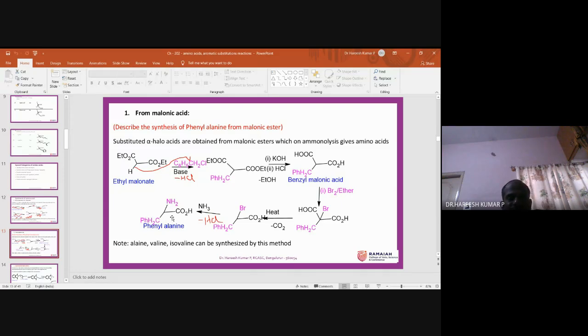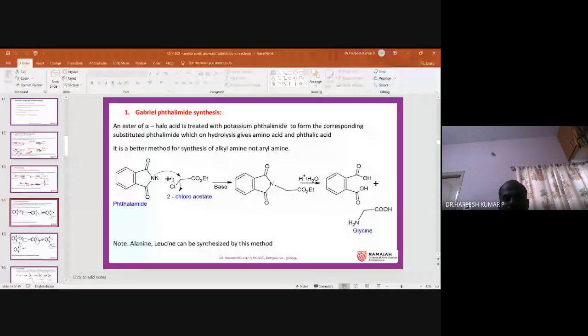A few more methods are also there. Let's discuss the next method of synthesis of amino acid. This is the Gabriel phthalimide synthesis. It's a name reaction. So here what will happen? A phthalimide. Phthalimide means this is the one.